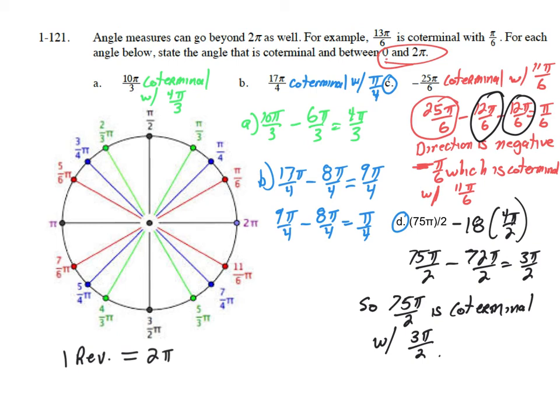In part D, we got 75 pi over 2. That is actually 18 revolutions. So 18 times 4 pi over 2 gives me 72 pi over 2. Subtract that from 75 pi over 2, and the location between 0 and 2 pi is 3 pi over 2, meaning 75 pi over 2 is coterminal with 3 pi over 2. On to the next slide.